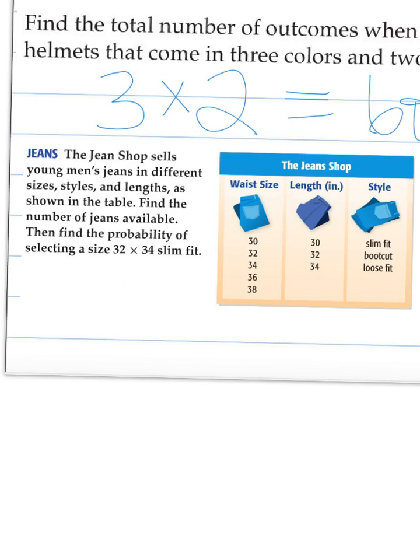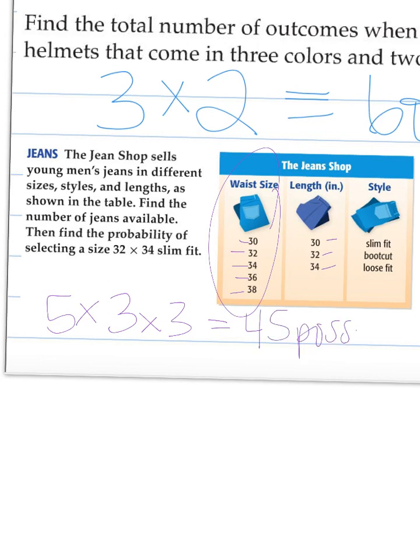The jean shop sells young men's jeans in different sizes, styles, and lengths as shown in the table. Find the number of jeans available. Then find the probability of selecting a size 32, 34 slim fit. So first let's find possible outcomes. Well, for waist size we have 1, 2, 3, 4, 5 outcomes. For length we have 1, 2, 3. And for style, again, we also have 3. So 5 times 3 is 15, times 3 is 45. So 45 possible types of jeans.